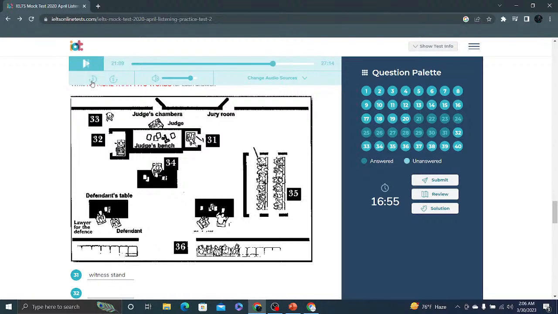Adjacent, invariably seated behind an elevated desk or bench. Adjacent to the bench are the witness stand and a section that is slightly larger. I hope you got it. Now let's listen for question number 32.